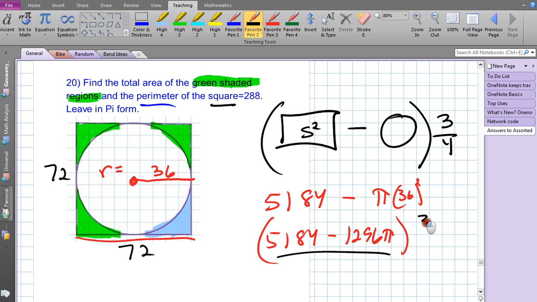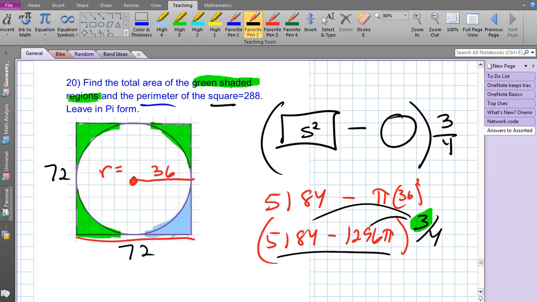And so remember, don't forget that what we just found here is all of the shaded regions. We don't want all of them. We want the ones that are just green. So in this case, since we want 3 out of the 4 regions, we are going to multiply it by 3/4.